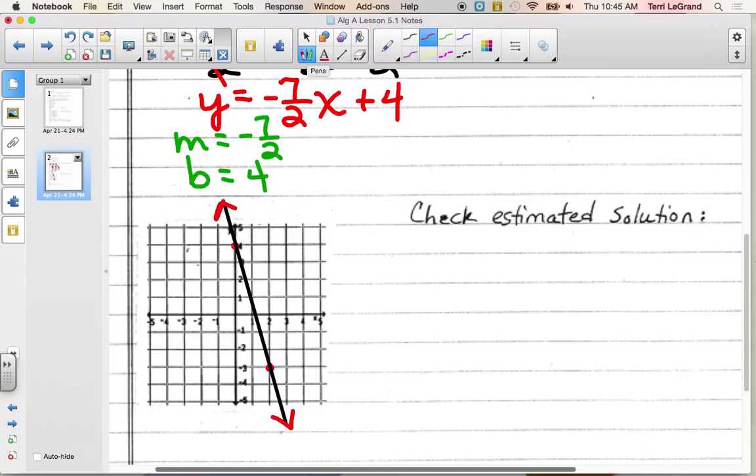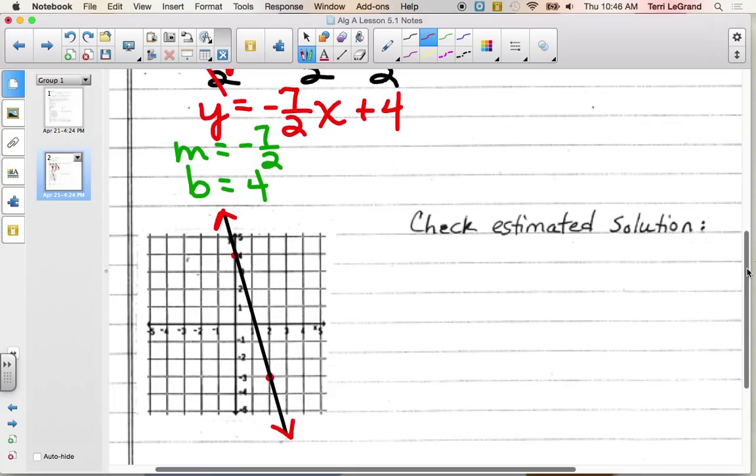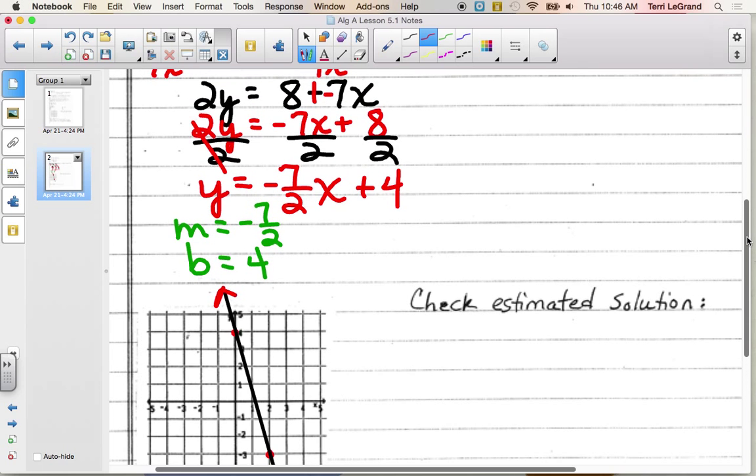Okay, there's our first line graph, right? Do you agree with mine? Yes. Okay, do we like it? It had a negative slope, is this a good line? Okay, it's falling from left to right.